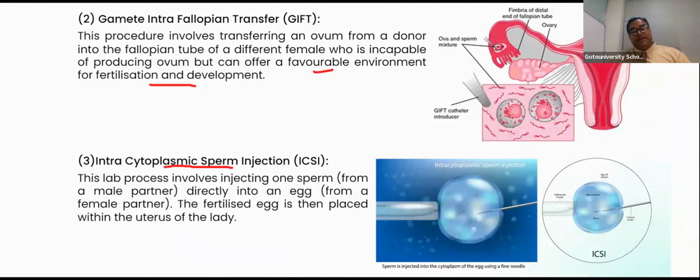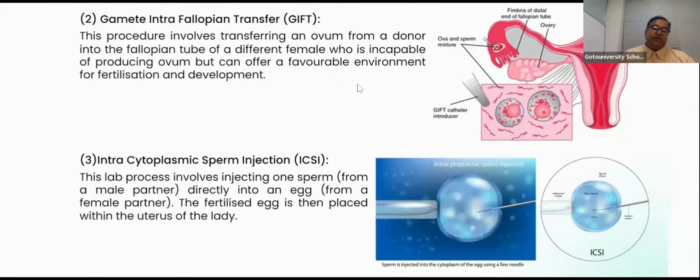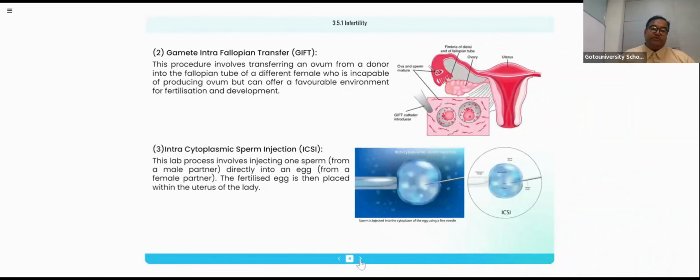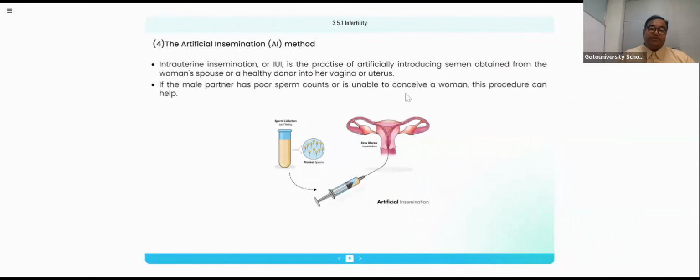Here the sperm is directly injected into the egg, because both male and female, or any one of them, have an issue in terms of the gamete transfer. So in that particular couple, I introduce the sperm into the egg by means of the intracytoplasmic sperm injection technique. Once the zygote develops, I introduce it into the female body, right? Now we go to the artificial insemination process.